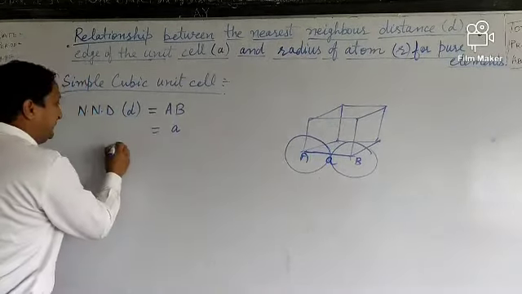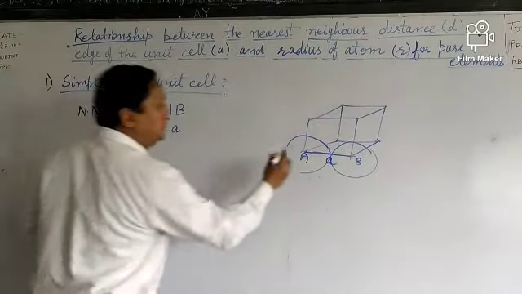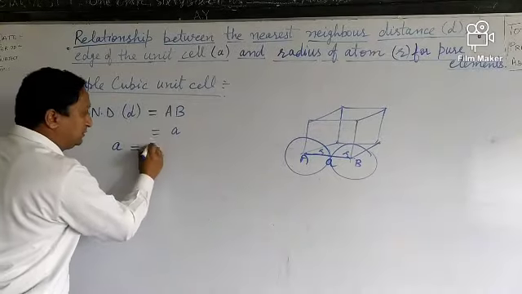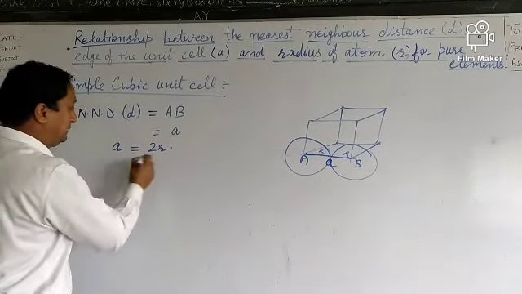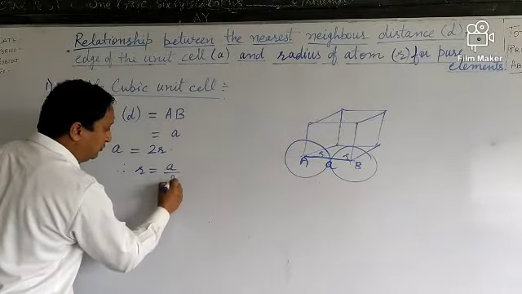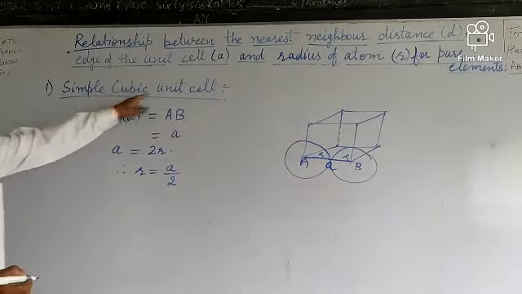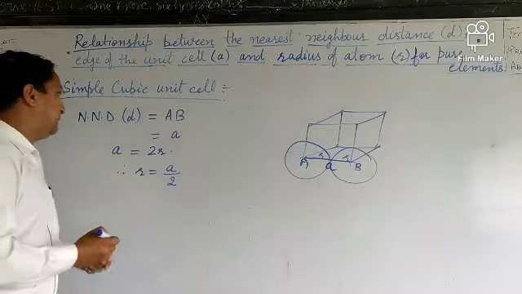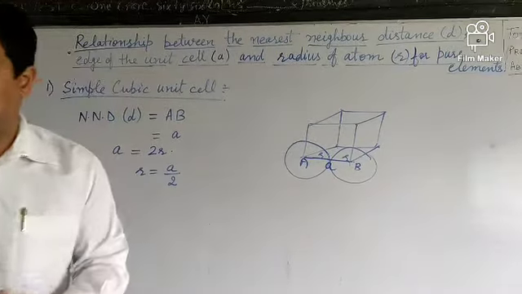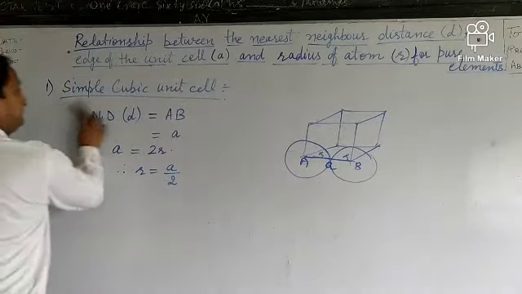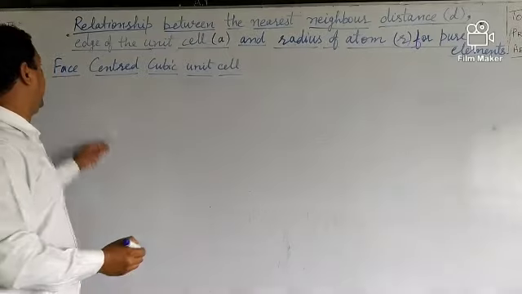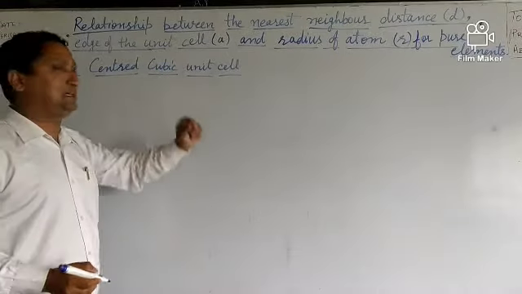Now we know that A is equal to, this is R and this is R. So this A is equal to 2R. Therefore, R is equal to A by 2 for simple cubic unit cell. Number 2, now we are going to do it for the face centered cubic unit cell.